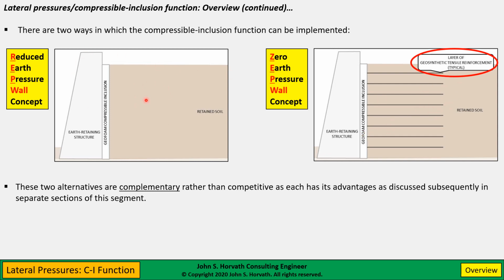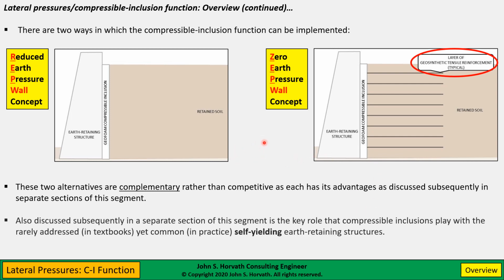That's pretty clear to see. Each has its advantages. Obviously, this costs more because you've got to purchase and install the geosynthetic tensile reinforcement. So there's pluses to each of these. They each have their place. And I'll discuss the advantages in separate sections of this segment.